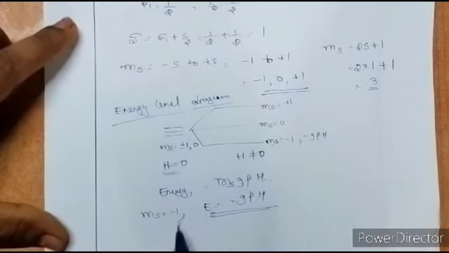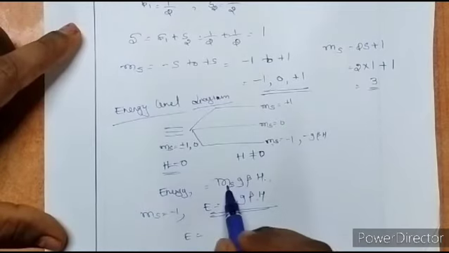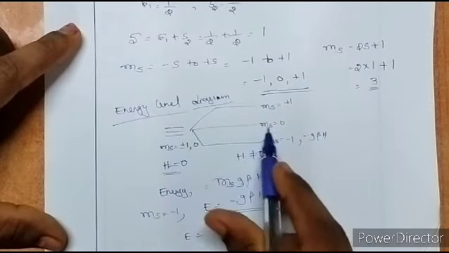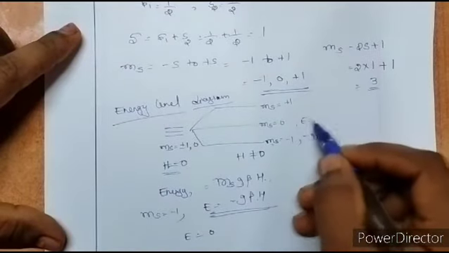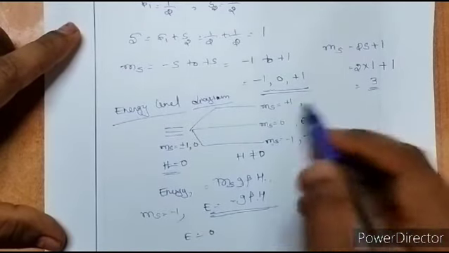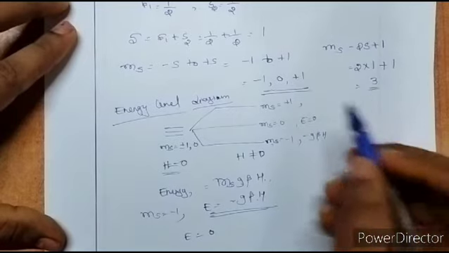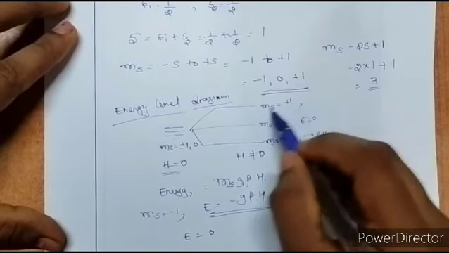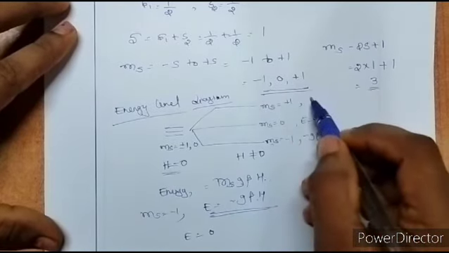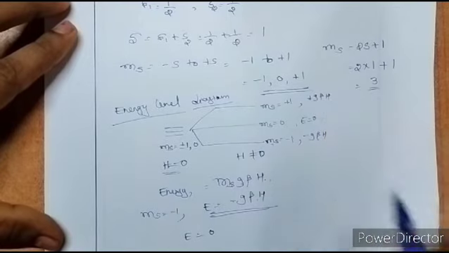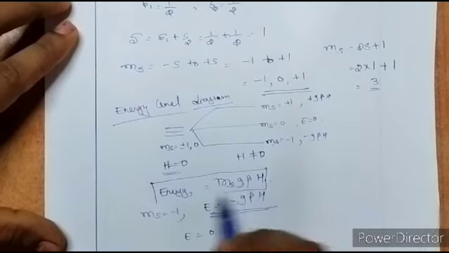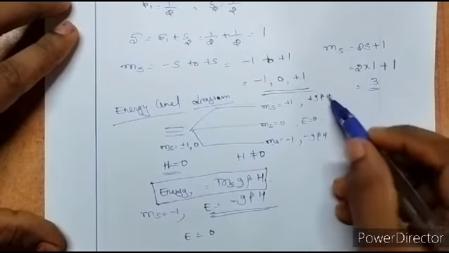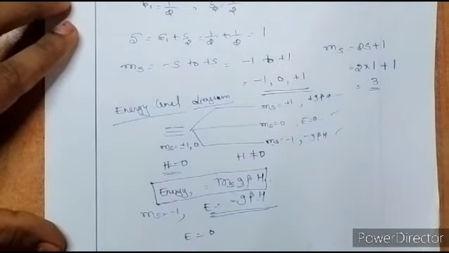And for this level, what will be the energy? ms is 0 for this particular level, so 0 into anything becomes 0, so the energy is also 0 for this level. And for this level, the energy will be positive, since ms is positive 1, so the energy will be plus g beta h. Correct. So this is the expression. By using this expression, we arrived at these energies.